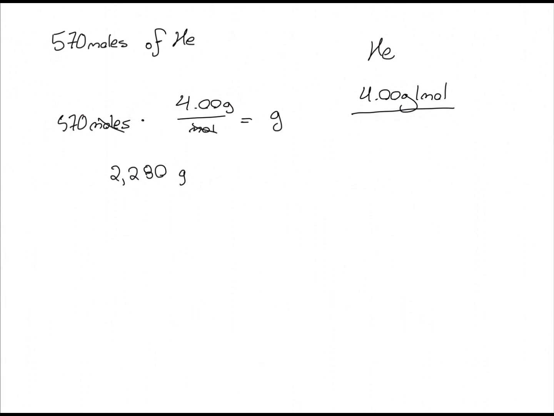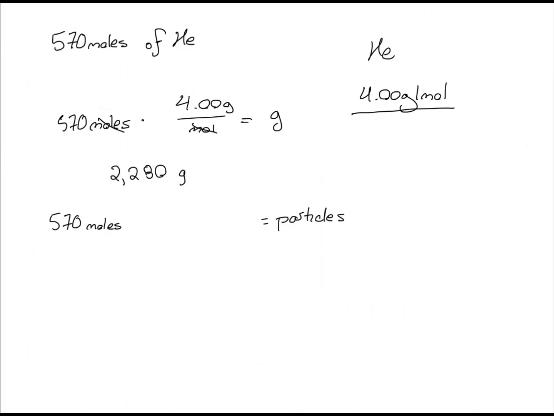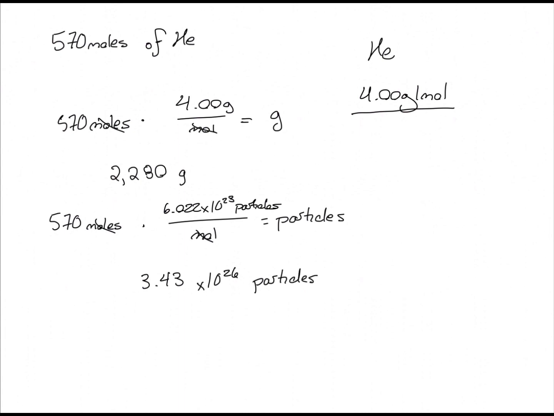Next, let's just calculate out particles, just because we can. If we have 570 moles, how many particles of helium will we have in that tank? If you remember, Avogadro's number is in particles per mole, so we already have that, and we can use it right here, 6.022 times 10 to the 23rd particles per mole. Cancel out moles, you only have particles. And if you do that math, you'll get 3.43 times 10 to the 26th particles. So in this case, atoms of helium.